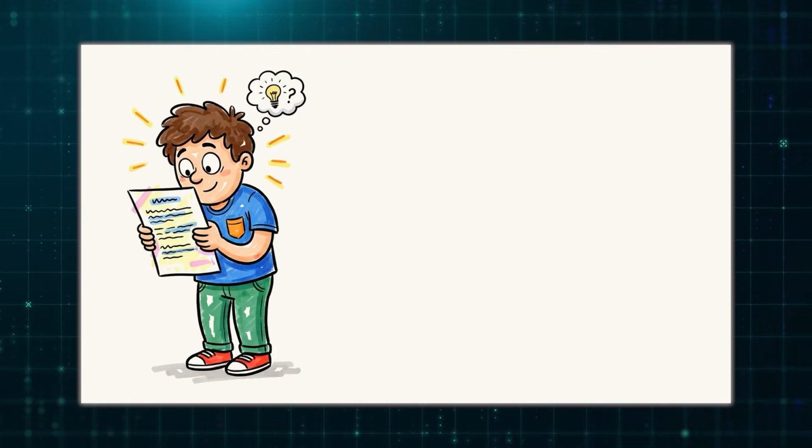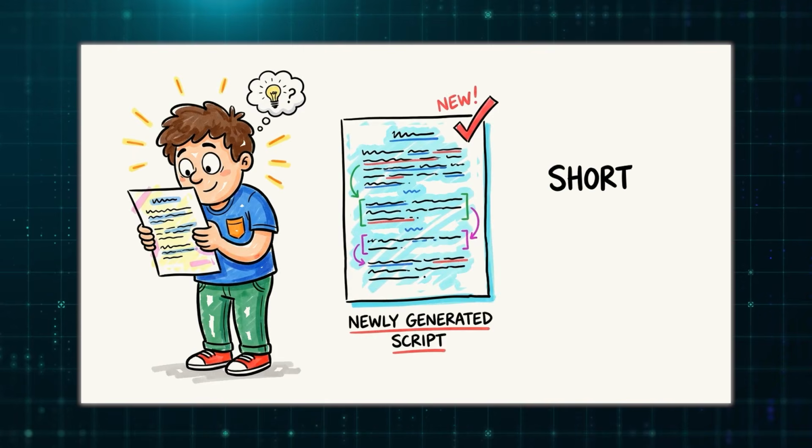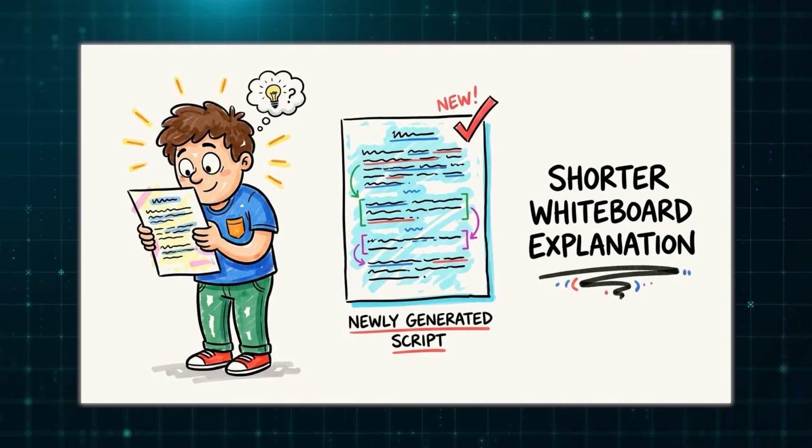Golpo reads the document and generates a script that summarizes it into a shorter whiteboard explanation.